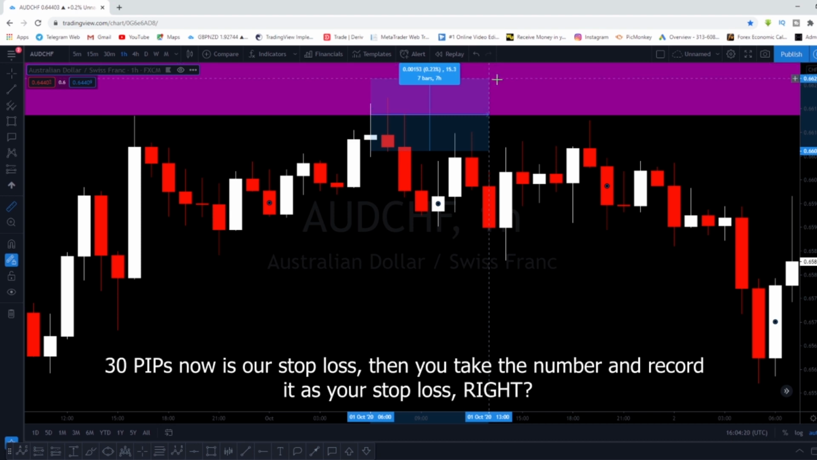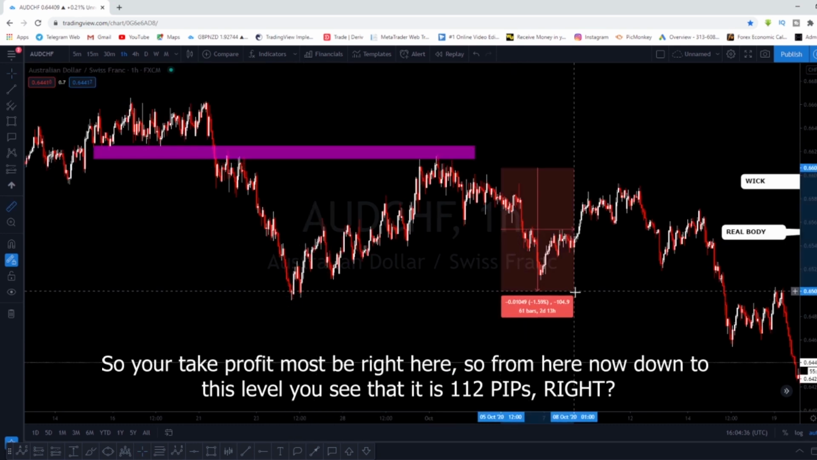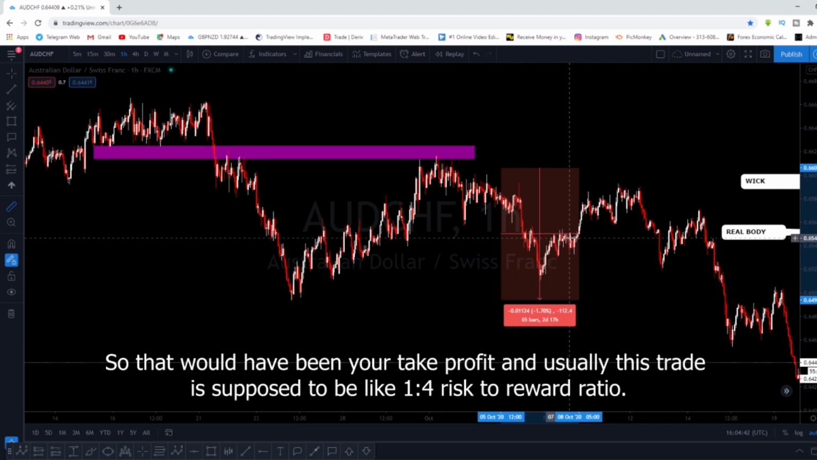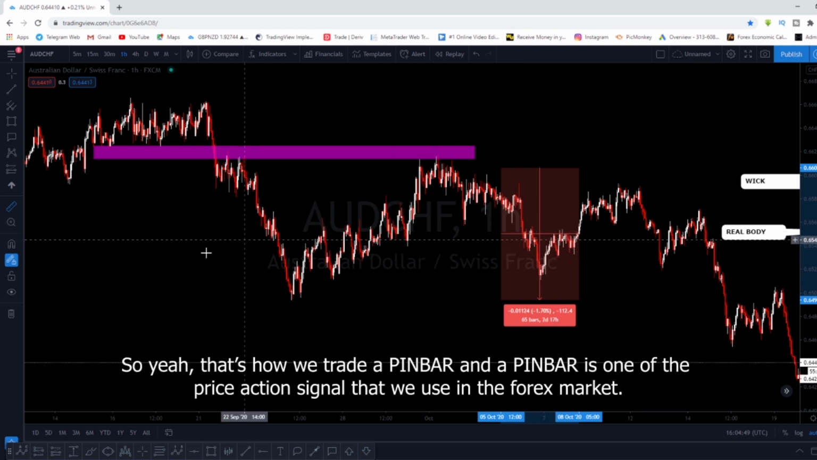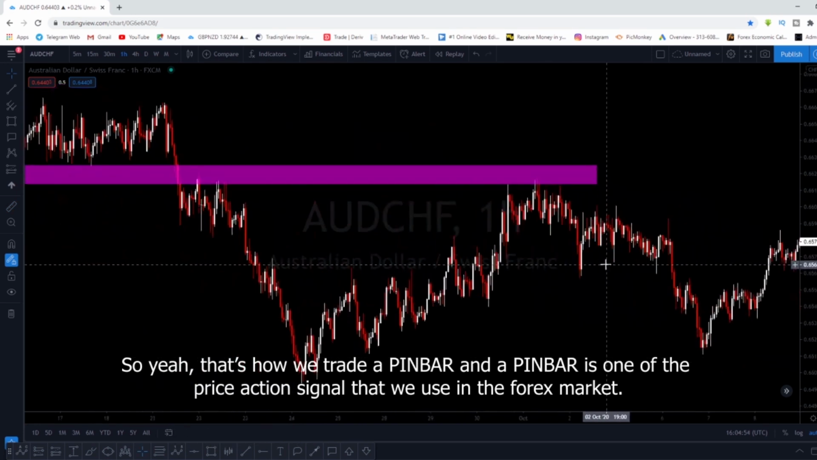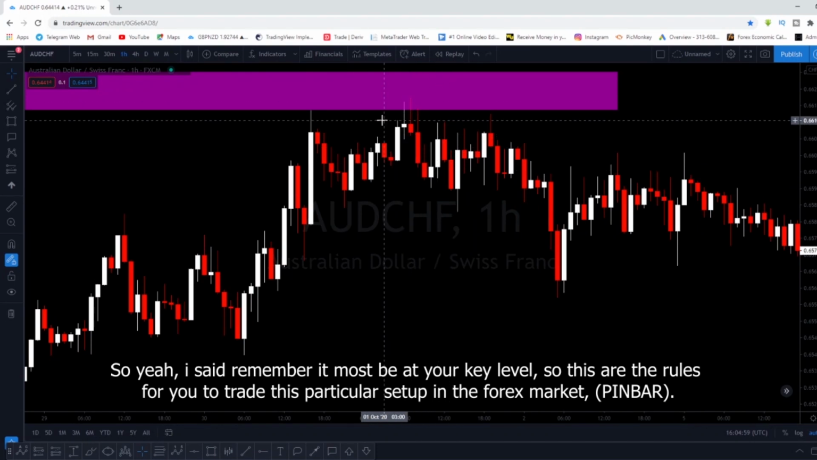Then you take the number and record it as your stop loss, right? So your take profit will be right here. From here down to this level, you see that it is 112 pips, right? So that would have been your take profit, and usually this trade is supposed to be like a 1 to 4 risk to reward ratio. So that's how we trade a pin bar, and the pin bar is one of the price action signals that we use in the forex market. Remember, it must be at your key level.